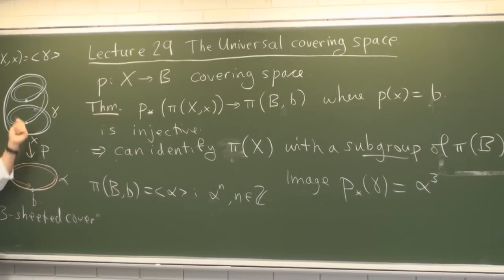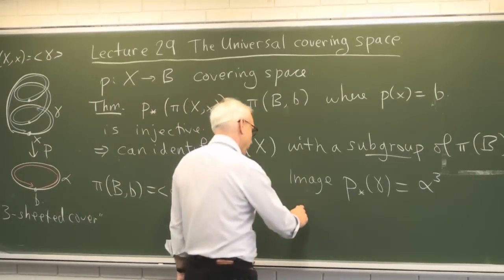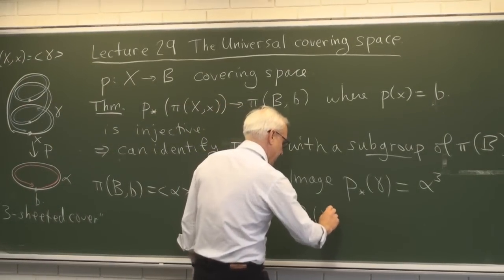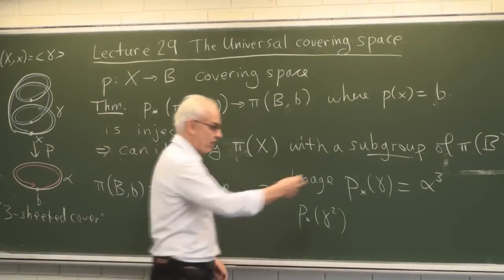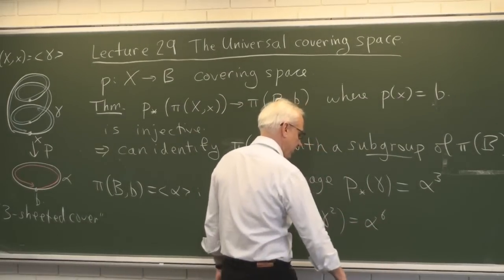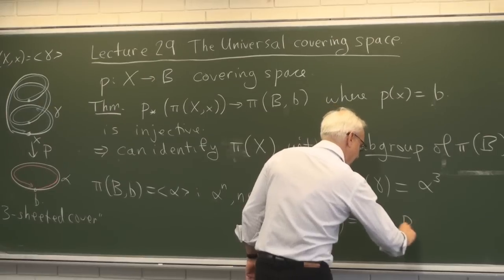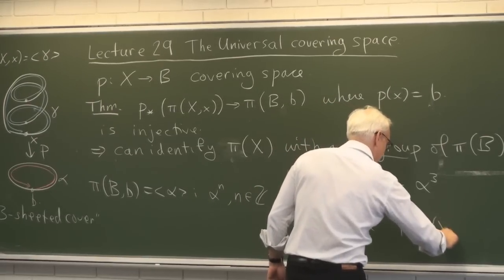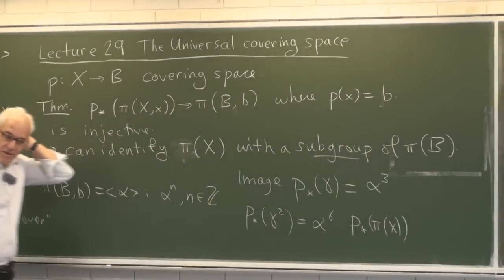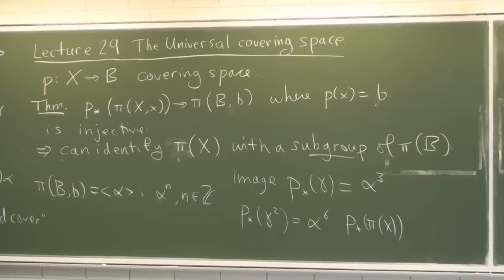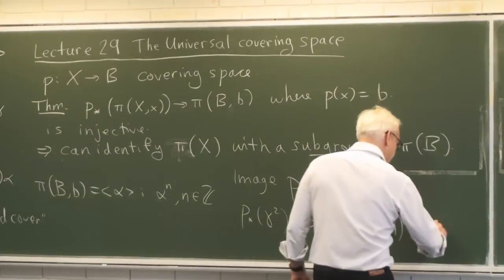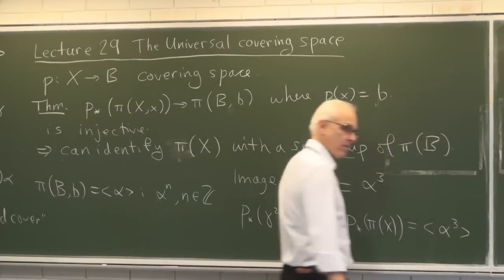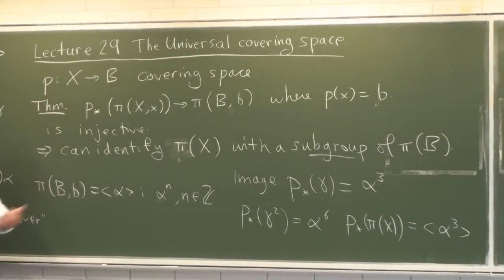And of course, then that extends to powers of gamma as well. So if we take some power like gamma squared, if we go twice around gamma, well, the image will be going twice around alpha cubed. In other words, it will be alpha to the 6. And so we see that p star of pi of x is just the subgroup of pi of b generated by alpha cubed. It's the subgroup generated by alpha cubed inside this infinite cyclic group.